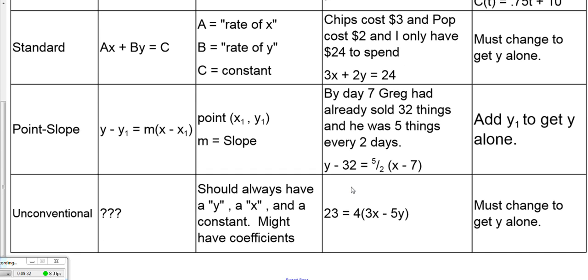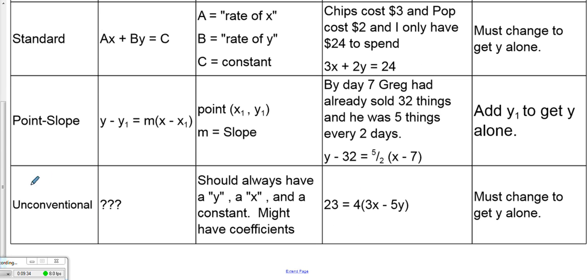The unconventional ones, there isn't really a set form for them. They will always have a y and an x, and usually will have some sort of constant. They might also have coefficients with them. So if you see something like 23 equals 4 times 3x minus 5y, this is technically a linear relation.